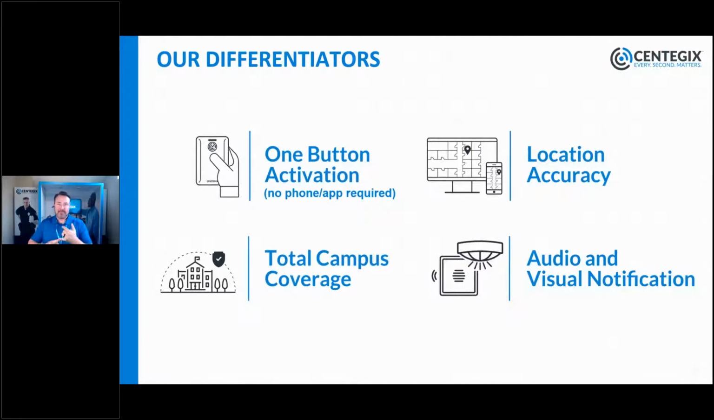Two, it's about total campus coverage. So we do not rely on Wi-Fi. We do not rely on cellular. We deploy our own equipment throughout the campus. We guarantee that you get coverage from the parking lot, everywhere inside of the building, to the athletic field. Anywhere on campus, push the button, you can get help.